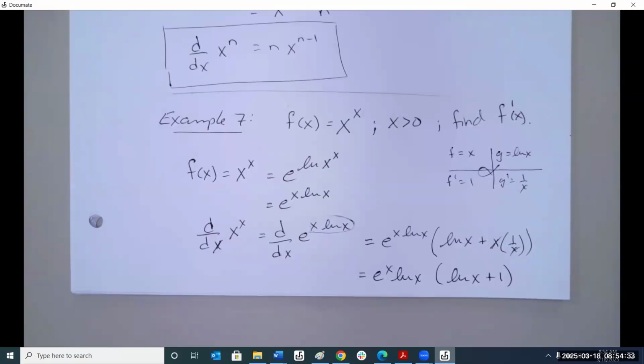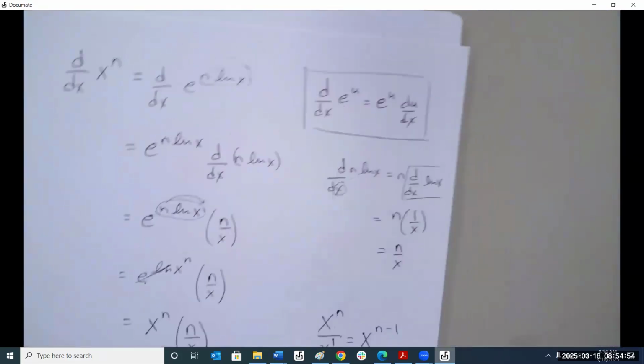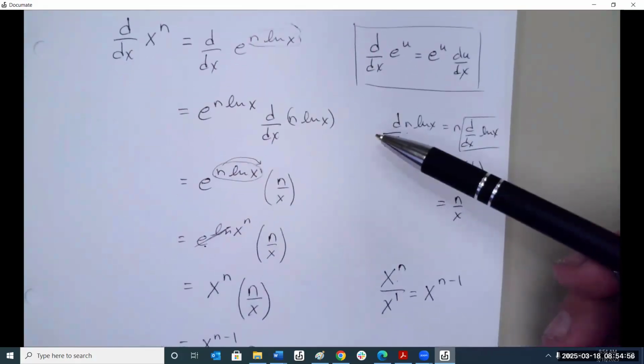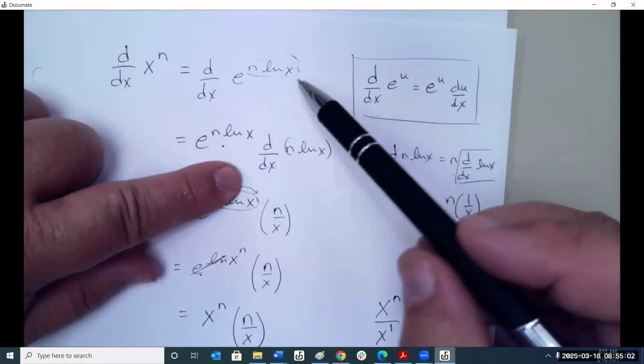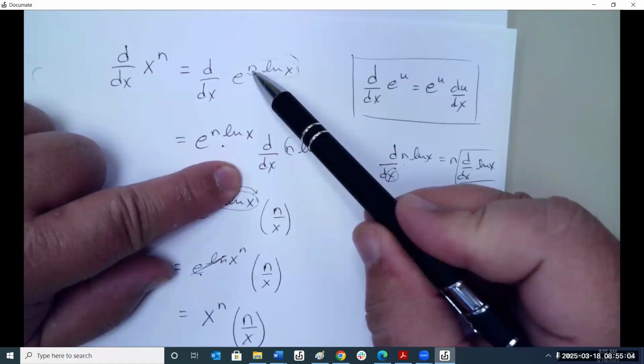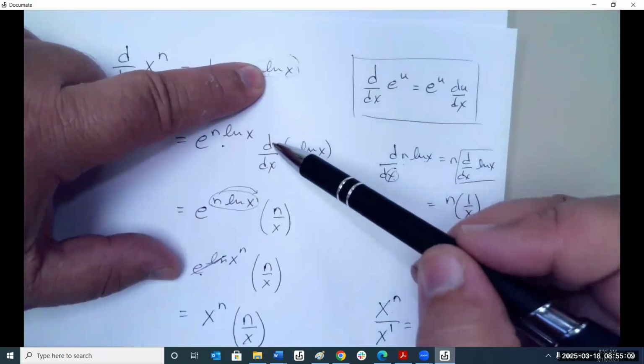So the previous one was n ln x, but this one is ln x plus x times 1 over x. Okay, go again one more time. We did the last one. We had leave the function alone. And this one, because n is not a function of x, it's a constant, all we have to do is take the derivative of ln x, which is 1 over x.